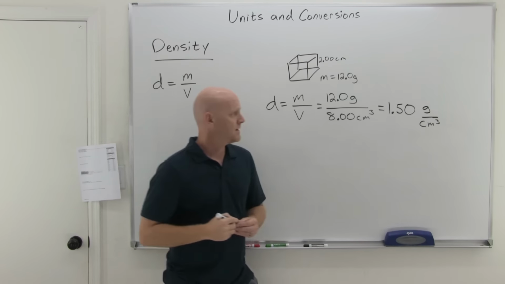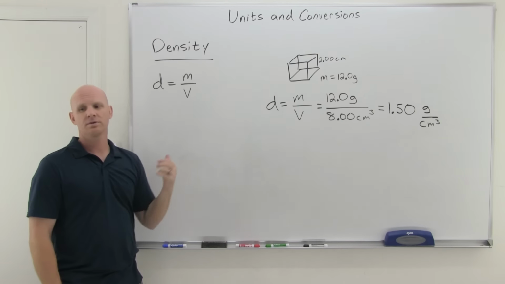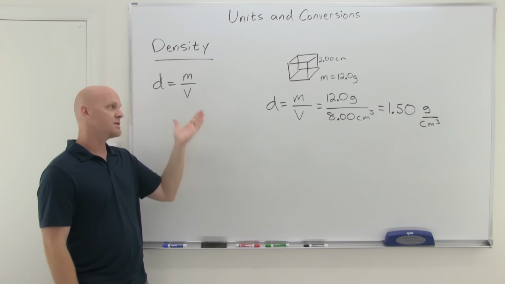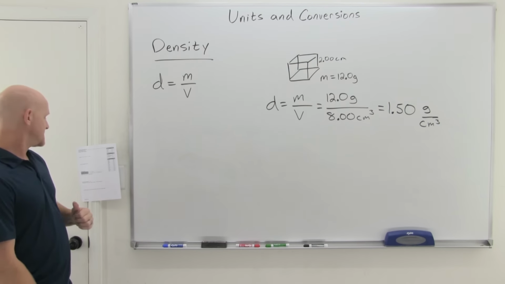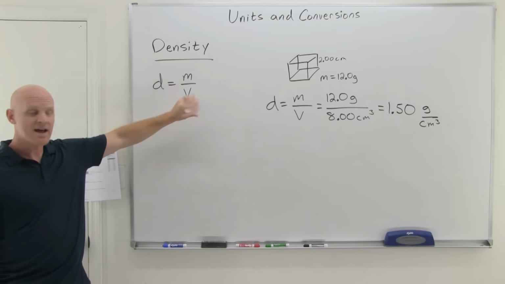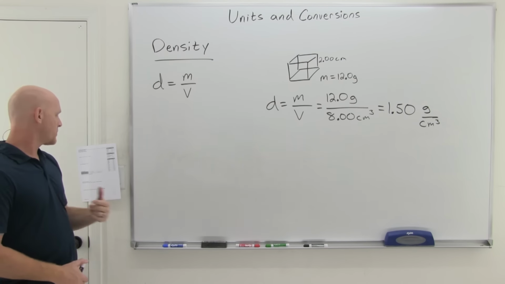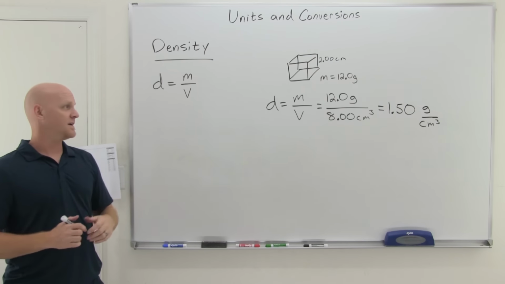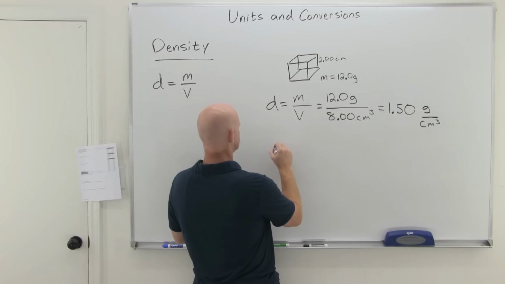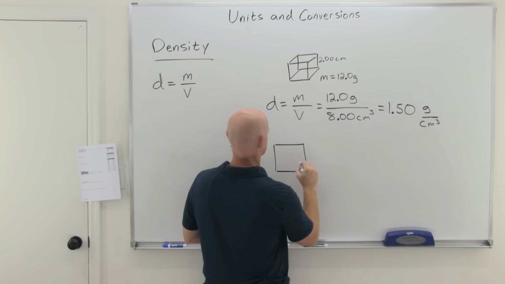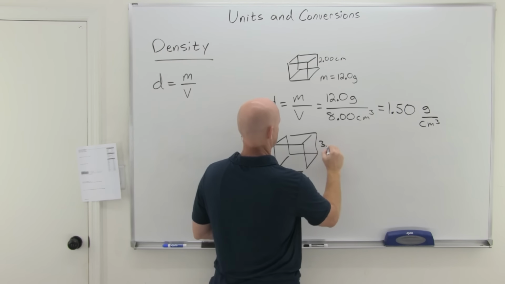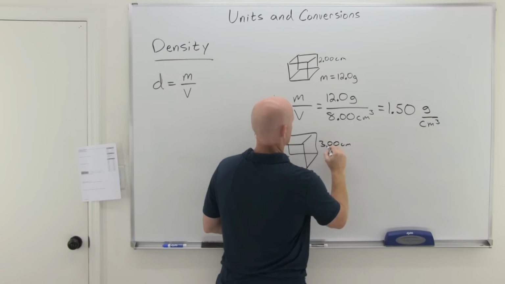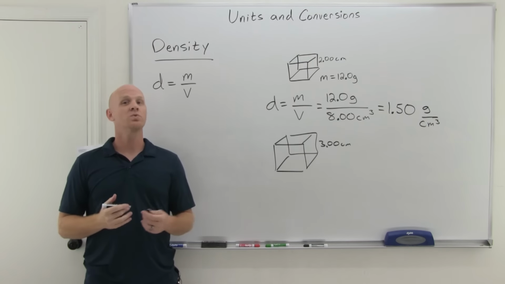So we've just done a calculation. Again, treat this as an equation with 3 variables. If you know 2, you can calculate the third, exactly what I had you do here. Now, the next question says, how much would a cube of this same substance with 3.00 centimeter edges weigh? So if we had a little bit larger cube now, 3.00 centimeters, how much would it weigh?